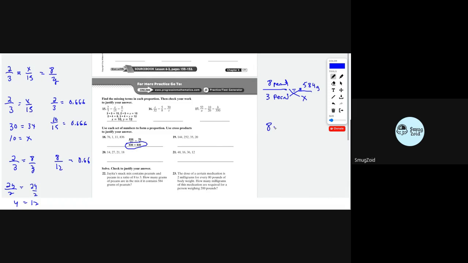So I have 8x equals, and if I do 584 times 3, I get 1752. Divide by 8, divide by 8, and you get 219. X equals 219 grams of pecans. That's how you would solve that. So that's kind of an introduction to solving proportions.